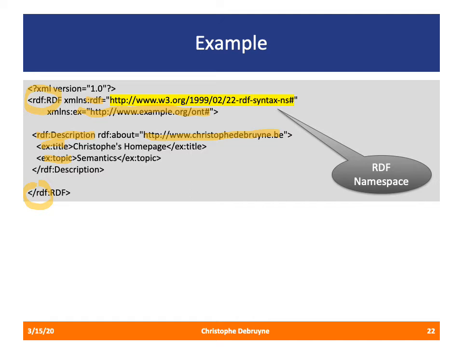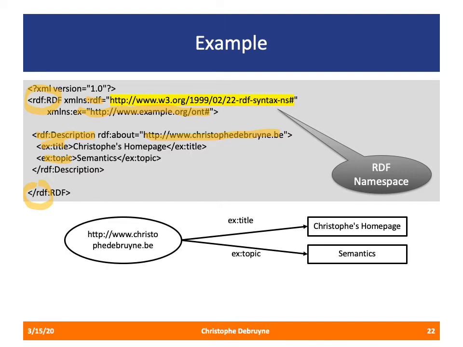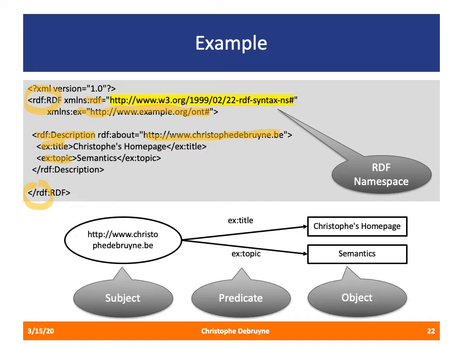Now, I have a description about a thing that contains two statements. HTTP www.christophdebruine.be has the title Christoph's homepage and has the topic semantics. So these two statements are triples. They're triples because they contain three things: a subject, a predicate, and an object. And that is basically the atomic statement in the RDF data model.